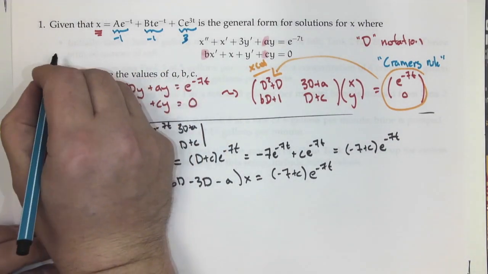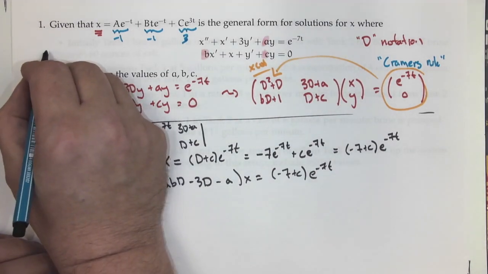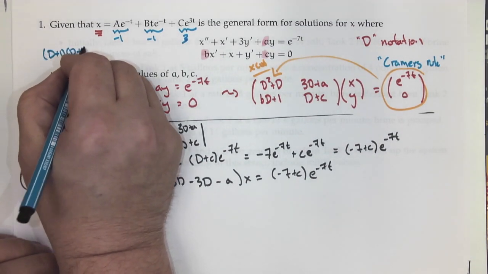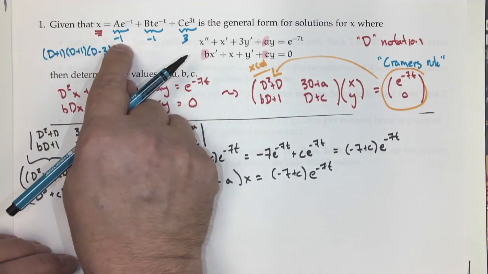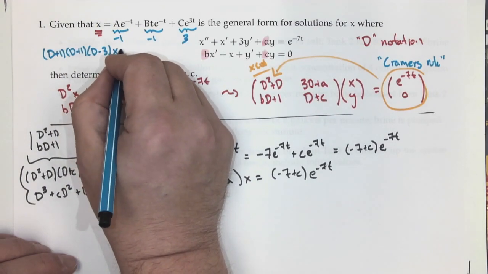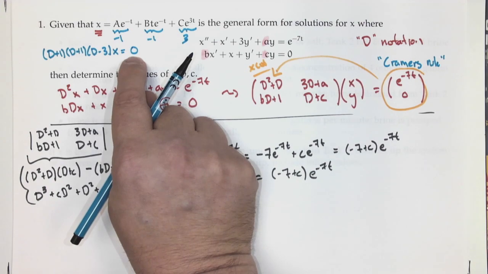Which tells us that, if we now use our d notation, by the way, we haven't really talked about that, but our d notation could have been used before the previous test. So that says that the differential equation that this satisfies is d plus 1 times d plus 1 times d minus 3. So d minus the first root, d minus the second root, d minus the third root, times x equals 0. Now, why do I have a 0 here? Because this is going to be important in our conversation.